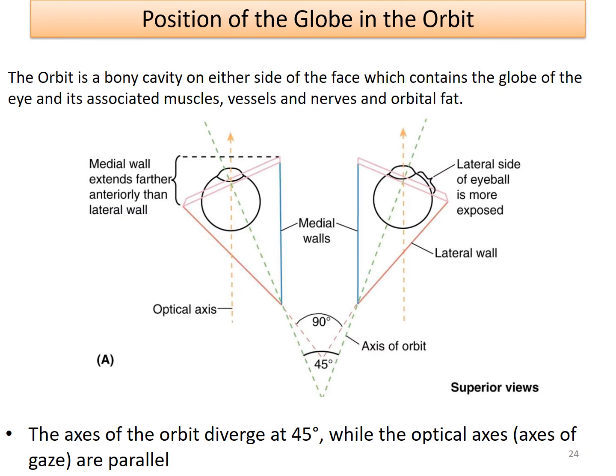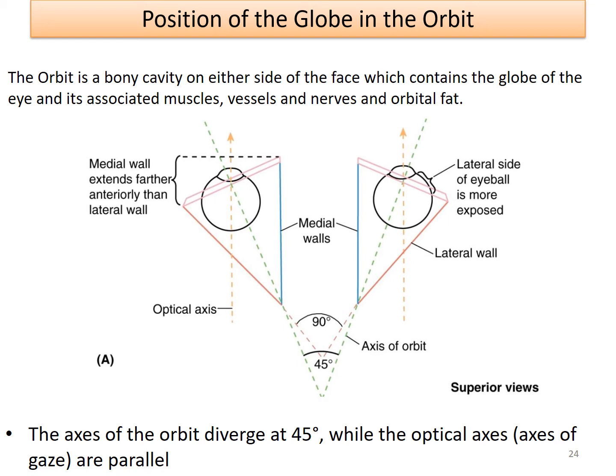So the orbits are basically bony cavities of the facial skeleton that resemble a hollow quadrangular pyramid each, with their bases directed anterolaterally and their apices posteromedially. The medial walls of the two orbits are separated by the ethmoidal sinuses and the upper parts of the nasal cavity and are parallel, whereas the lateral walls are nearly at right angles, so nearly 90 degrees, like this and like this. Consequently, the axes of the orbits diverge at approximately 45 degrees.